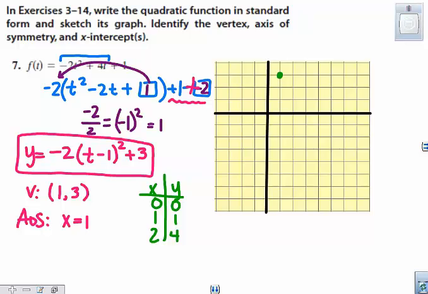Ours is -2 as our a though, so that means we multiply our y by -2, so this is still 0. This would be 1 times -2 is -2. 4 times -2 is -8. So we're going to go over 1, down 2, over 2, down 8 from this vertex. So over 1, down 2 in both directions. Over 2, down 8.